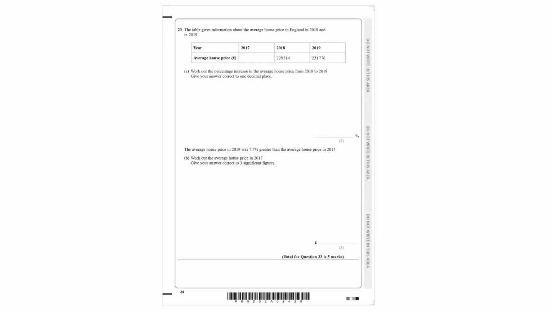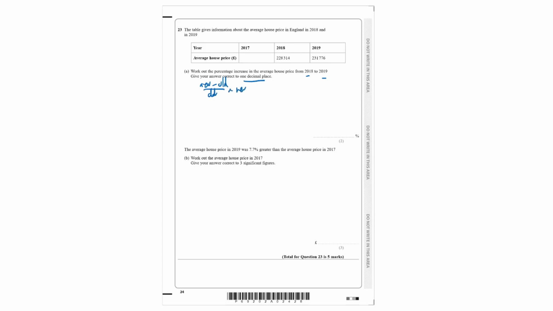Question 23. The table gives information about the average house price in England in 2018 and 2019. Work out the percentage increase between the house prices of 2018 and 2019, giving your answer correct to 1 decimal place. To find the percentage increase, it's simply new minus old, divided by old, times 100.